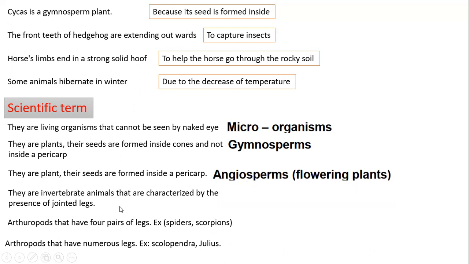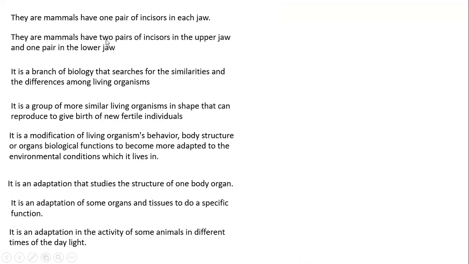They are invertebrate animals that are characterized by the presence of jointed legs. Who has jointed legs? Yes, excellent. Arthropods. Arthropods that have 4 pairs, 8 legs, like spider and scorpion. What are they called? Arachnids, excellent. Arthropods that have numerous legs, Scolopendra and Tulis. They are what? Yes, myriapods. Excellent.